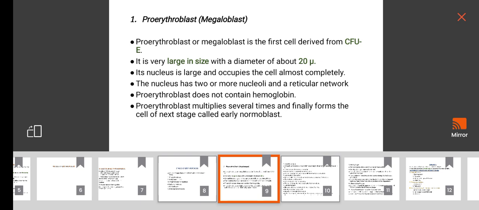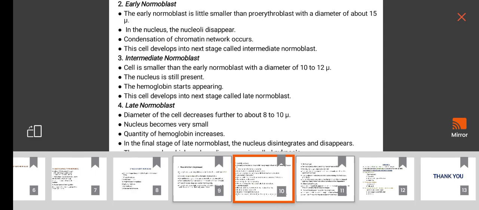The pro-erythroblast or megaloblast is the first cell derived from the colony forming unit E. It is very large in size with a diameter of about 20 micron. It contains a nucleus which is very large and occupies the entire cell. The nucleus has 2 or more nucleoli and a reticular network. The pro-erythroblast does not contain any hemoglobin. It multiplies several times and finally forms the next stage called early normoblast.